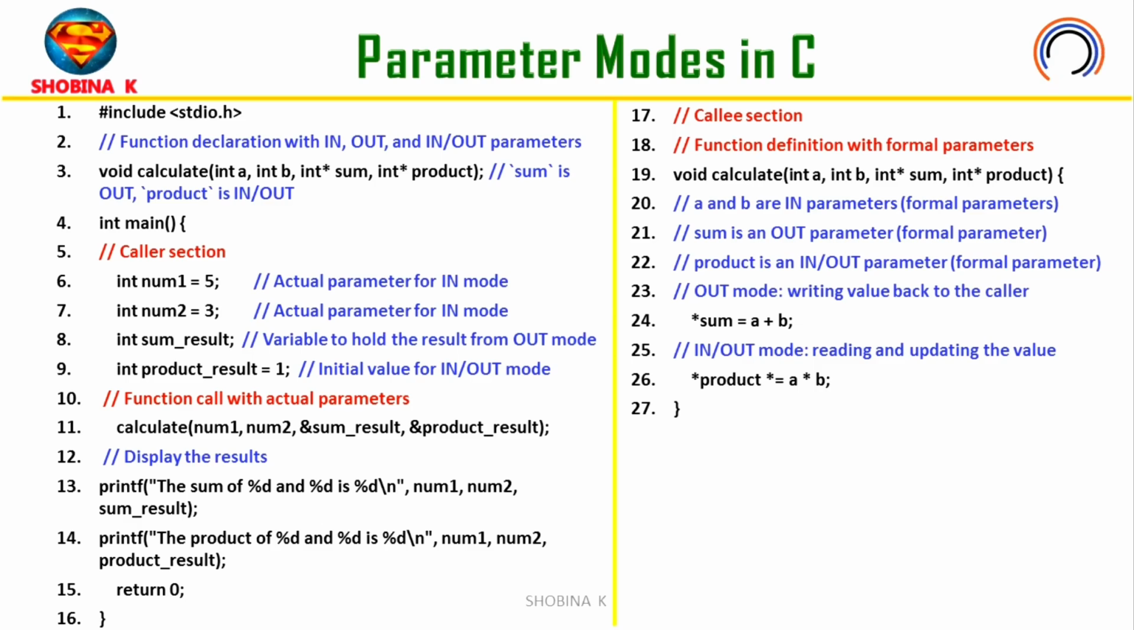The return 0 from the main function indicates the program executed successfully. Line 16 marks the end of the main function. And then we have callee section. Here we have a function definition with formal parameters. Line 19 starts with the definition of calculate function.